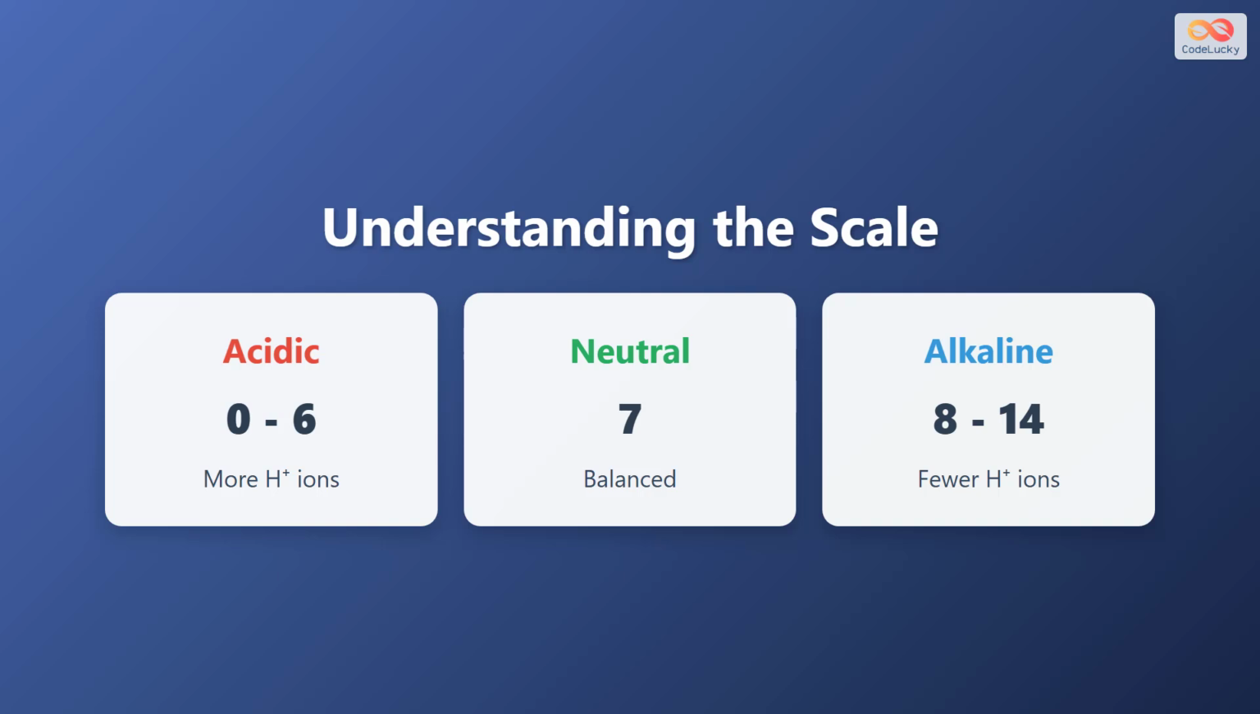The pH scale is divided into three main categories. Solutions with a pH between 0 and 6 are considered acidic and contain more hydrogen ions. A pH of exactly 7 is neutral, representing a perfect balance. Pure water is the most common example of a neutral substance. Solutions with a pH between 8 and 14 are alkaline or basic, containing fewer hydrogen ions. Understanding these three categories helps us classify and predict the behavior of different substances.